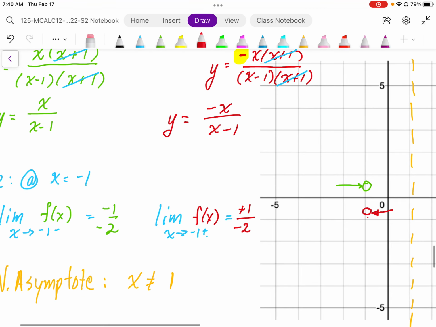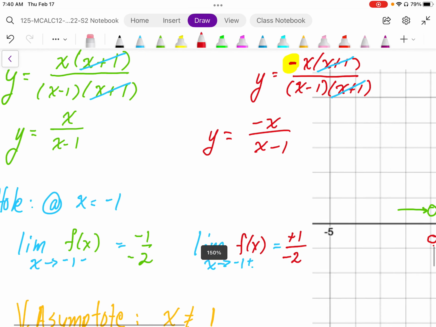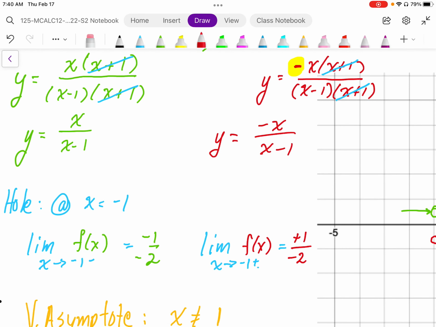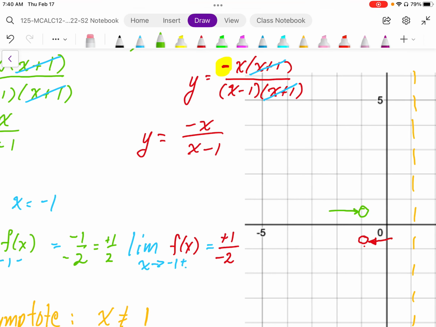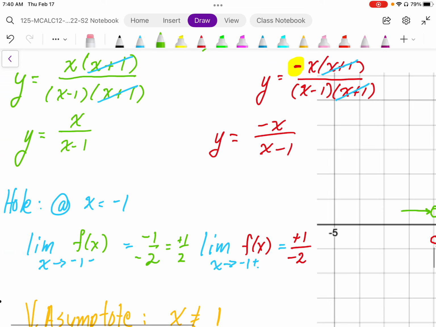And when I do that, when I plug -1 into the green function, I get -1 in the numerator. -1 minus 1 gives me -2 in the denominator. And that gives me the limit of +1/2. So as I approach from the left-hand side, it's going to hit the +1/2 value here. As I approach it from the right-hand side, I'm going to use the red function.